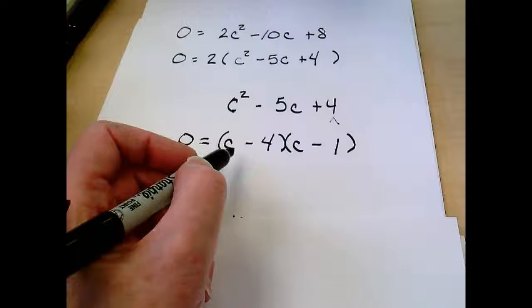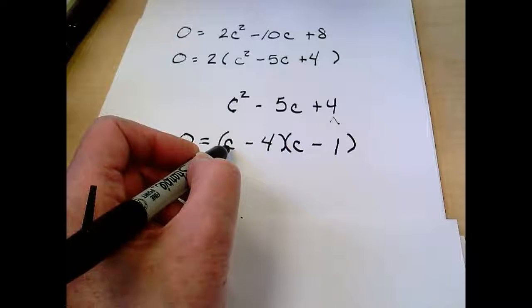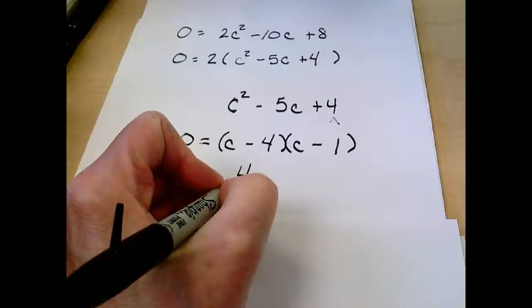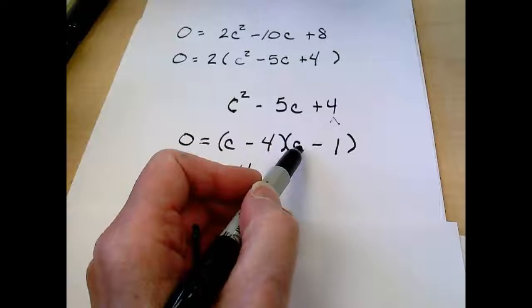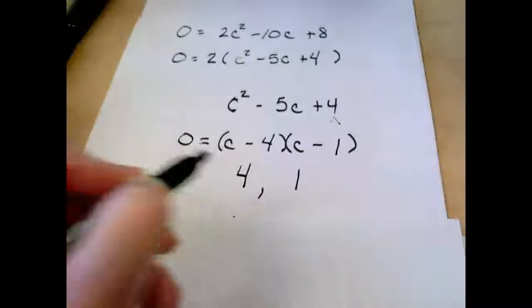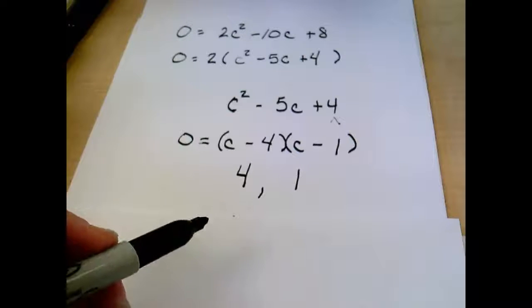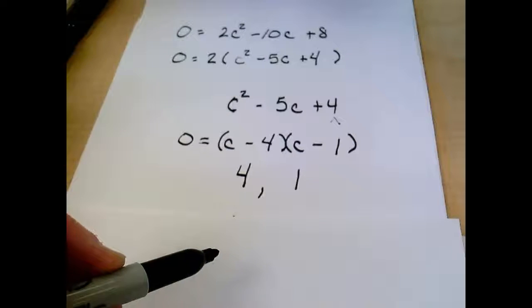And so I now need my zeros. So what can I subtract 4 from to get 0? And that would be positive 4. What minus 1 is 0, and that's positive 1. And now I have my values of c that are a solution in the original problem.